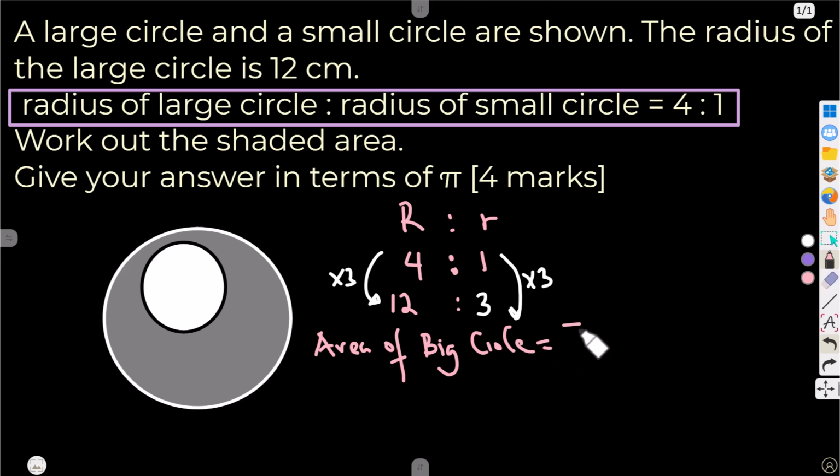You want to do pi r squared. Of course you know that pi is what it is and the radius is 12, squared. And when you do that, you get 144 pi.